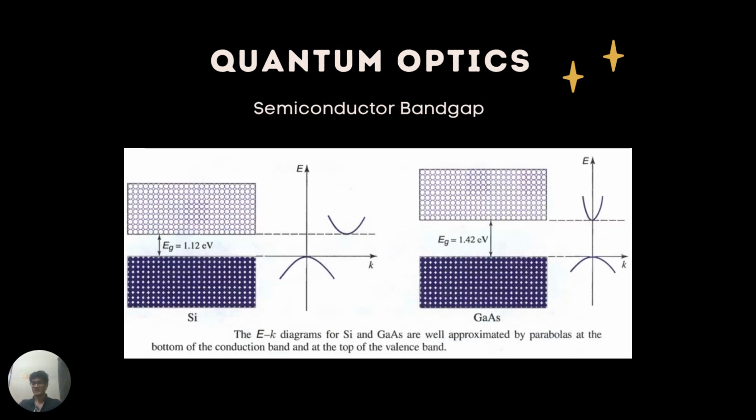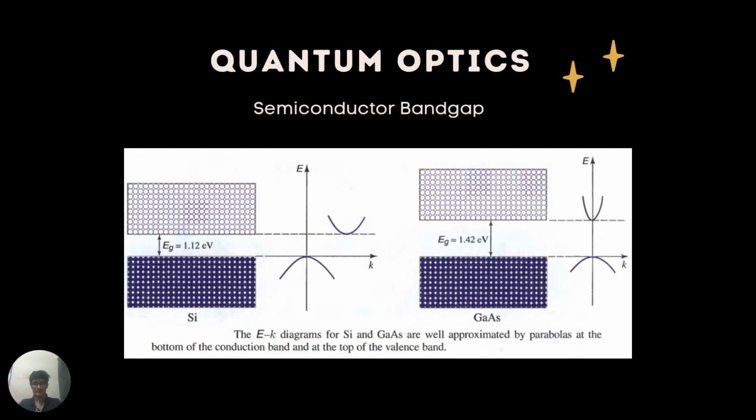Now, coming back to semiconductors. Semiconductors are materials where the band gaps are separated by an energy level just enough for us to manipulate them to act as conductors and insulators as per our wish. As you can see here, the E-k diagrams for silicon and gallium arsenide are shown here. The dotted figures indicate the band gaps. The band gap is 1.12 eV for silicon and 1.42 eV for gallium arsenide.